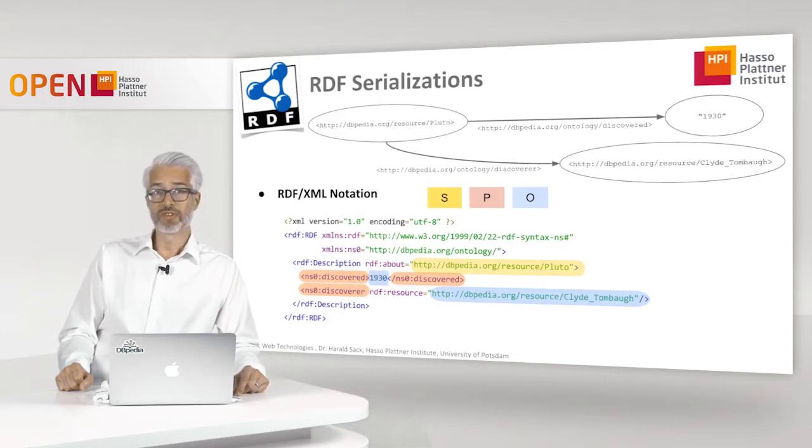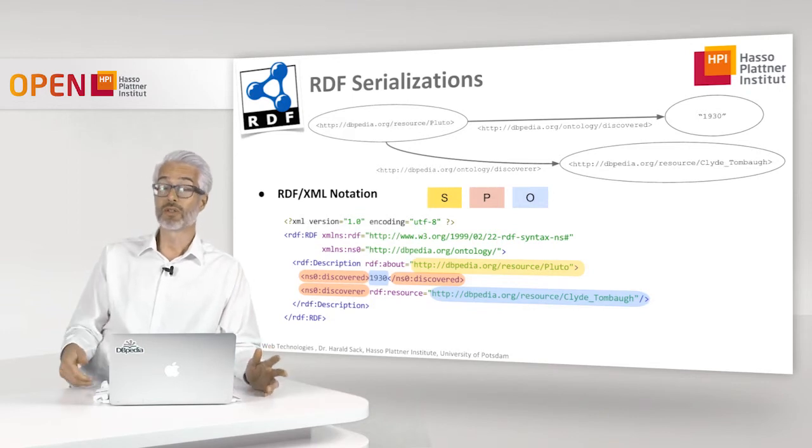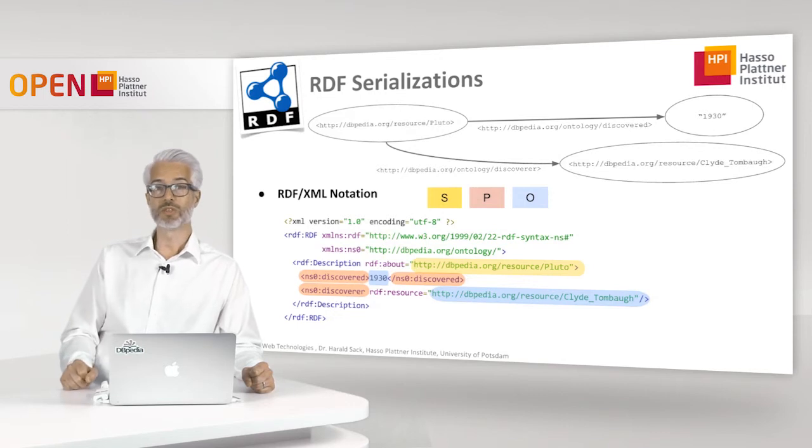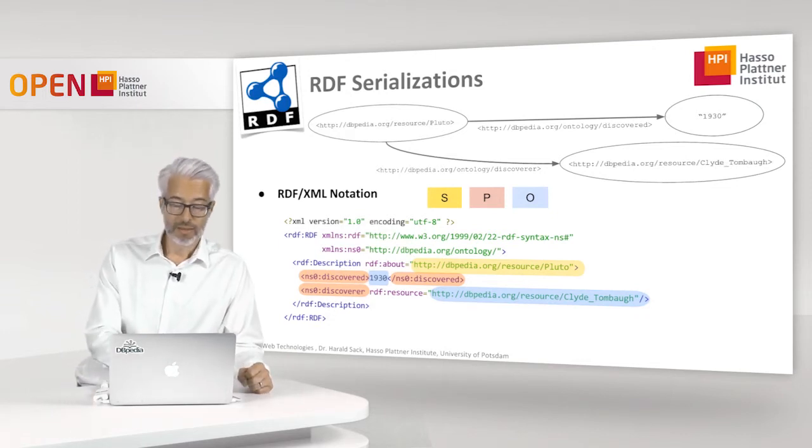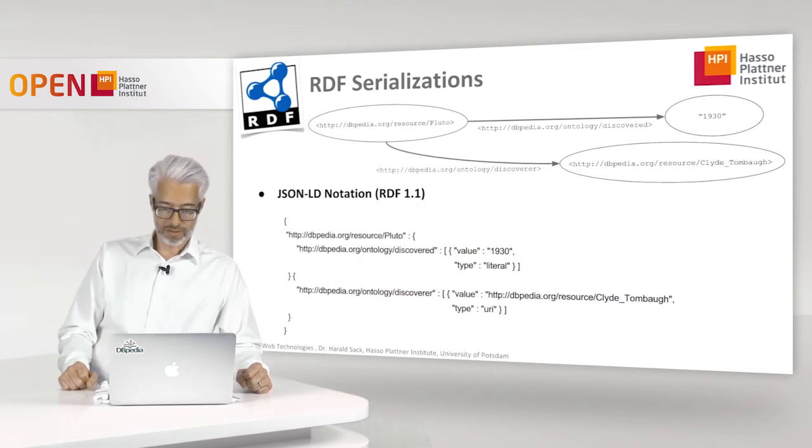Of course, we have to confess this is a little bit more difficult to read for a human, especially if you consider larger representations and not only these small ones we use here as an example. But on the other hand, every program that has an API that understands XML is able to parse this kind of data.